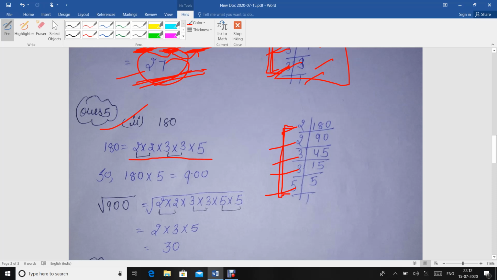Now you have to make pairs. See, here are two 2's. These two 2's make a pair, so we can write it only once. The next is the pair of 3's. We can write it only once. But here, 5 has no pair. The prime factor 5 has no pair.